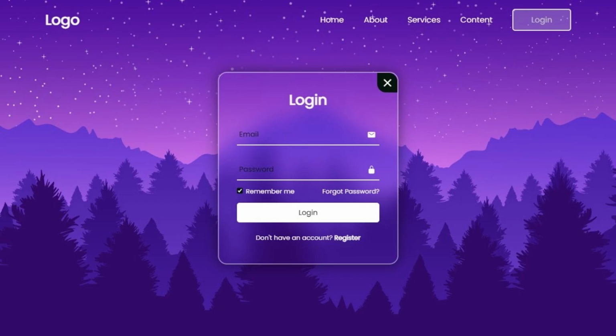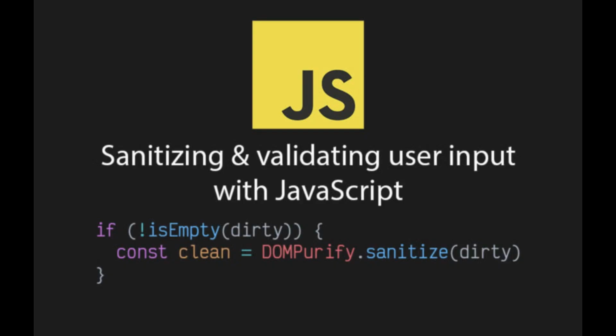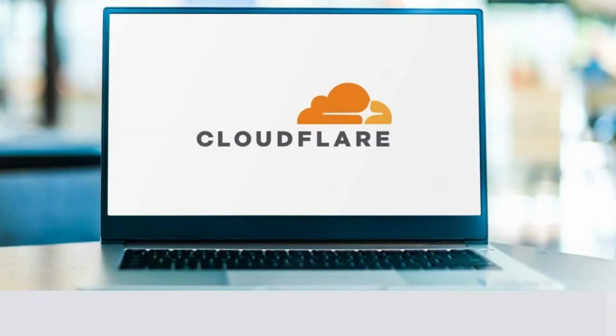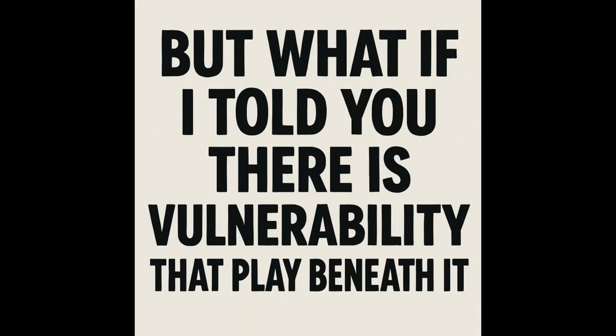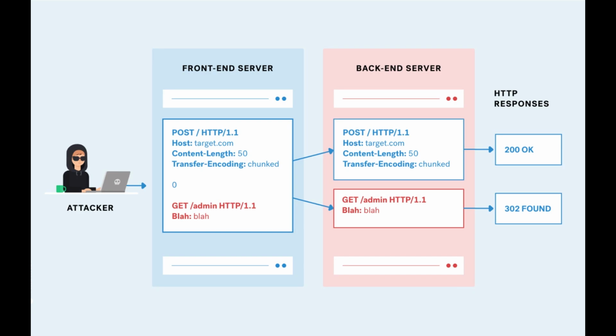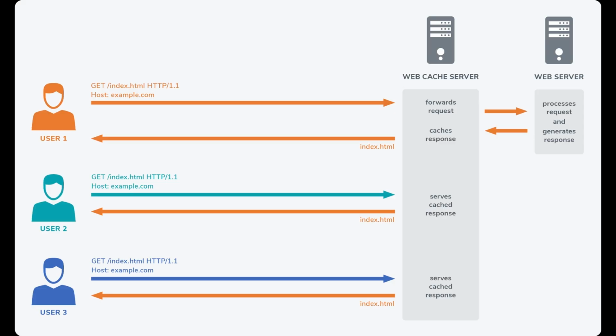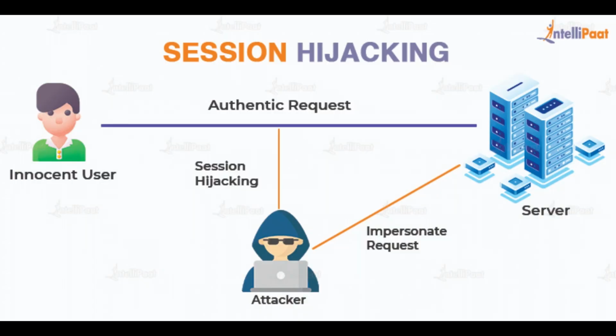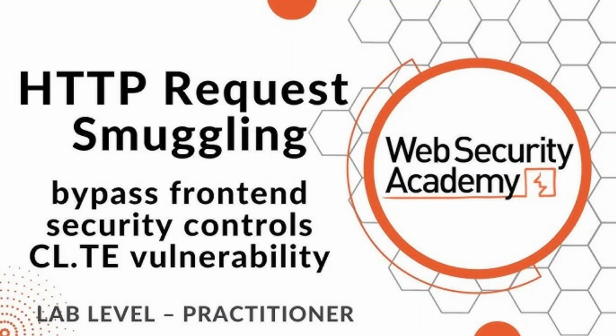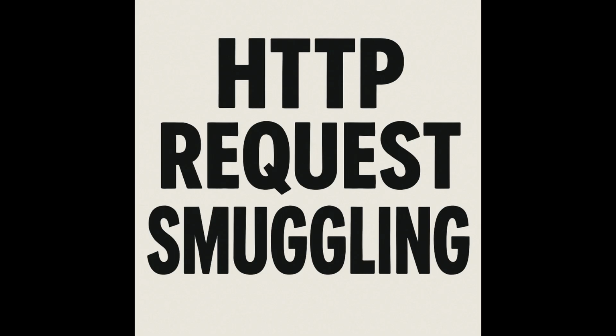You secure your login pages, you sanitize your inputs, and you have a WAF in front of your application, you feel safe. But what if I told you there is a vulnerability that operates beneath all that? A vulnerability that tricks your server into seeing a single request as two. An attack that can poison caches, hijack user sessions, and bypass security controls entirely. This is called HTTP request smuggling.